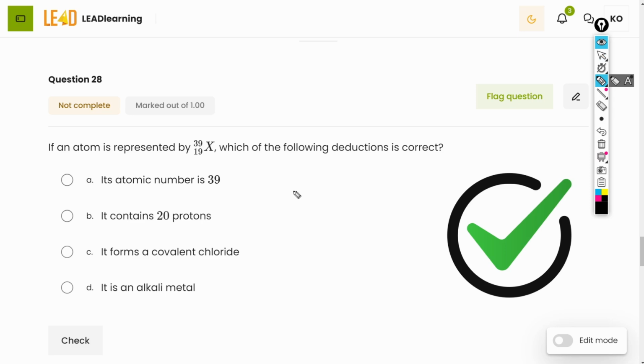Question 28. If an atom is represented by X with mass number 39 and atomic number 19, which of the following deductions is correct? So quickly, let us look at what these numbers mean. Now, the number 19 is the atomic number or the proton number. And in an atom, the proton number is always equal to the number of electrons. So 19 will also represent electron number.